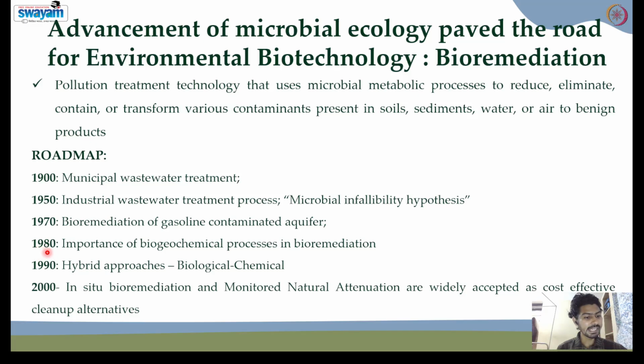And in the late 1980s, what happened? Scientists were trying to understand the importance of biogeochemical processes in bioremediation. We have already studied biogeochemistry, which combines biology, geology and chemistry. It helps to understand not only the interaction between microbes, but also with the environment. So scientists were slowly trying to understand the importance of microbes and how these consortia of microbes interact among themselves and also with the environment. And this idea allowed scientists to work on real-time problems.